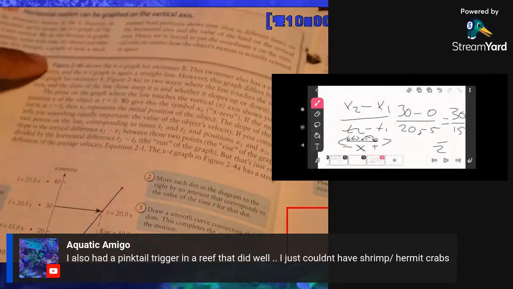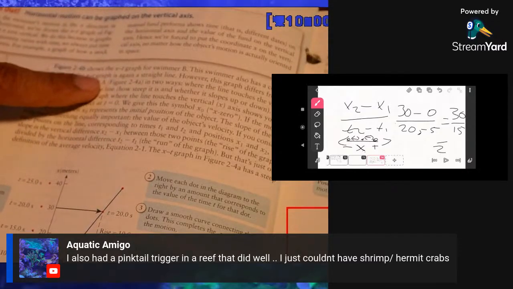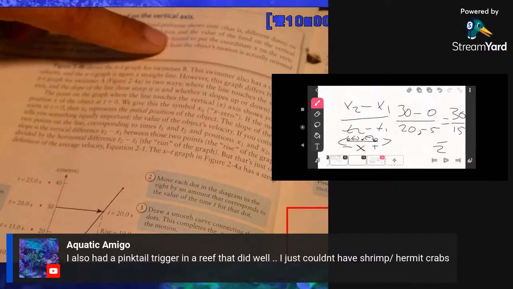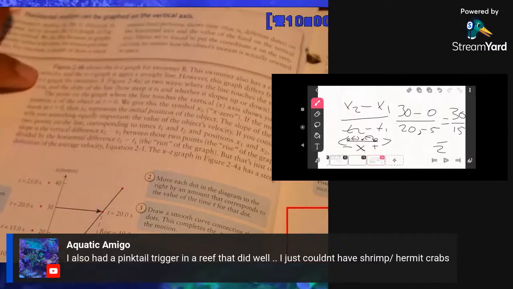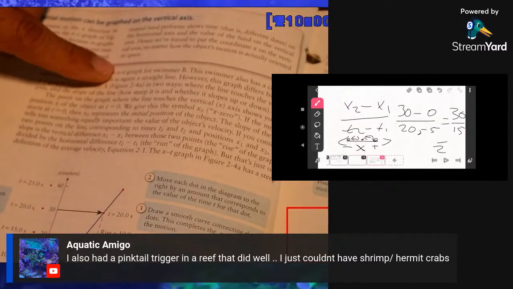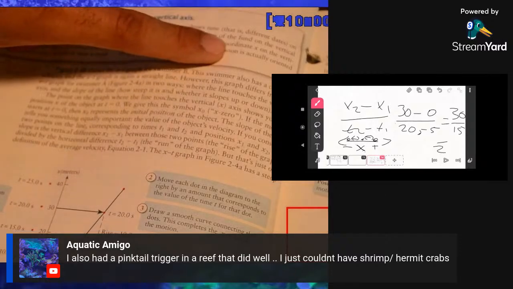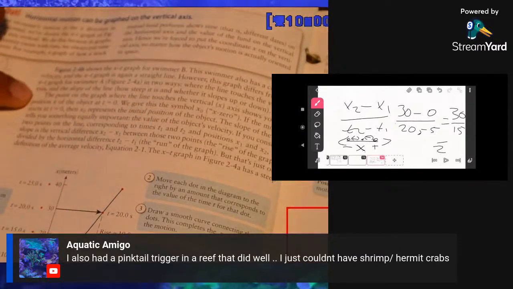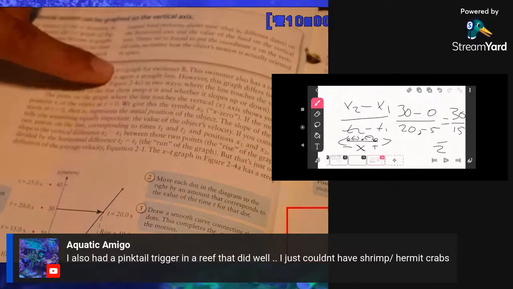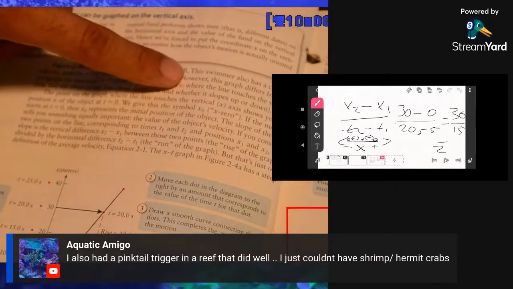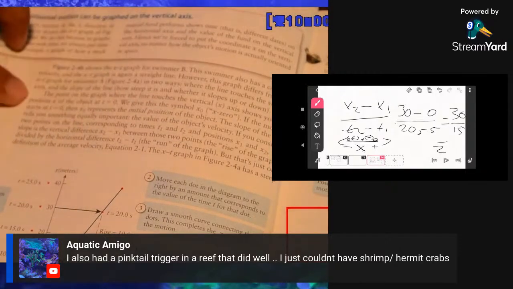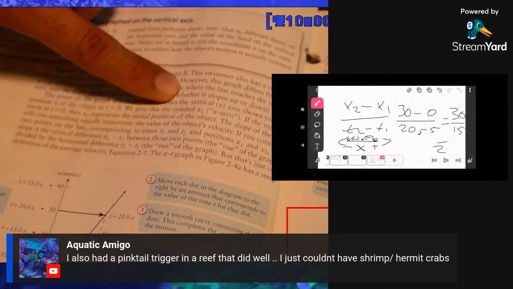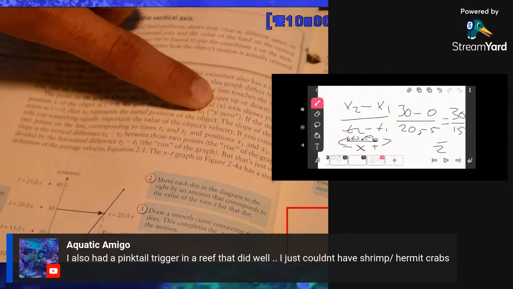All right, figure 2.4b shows the distance x and time graph for swimmer B. The swimmer also has a constant velocity, and the x-t graph is again a straight line. However, this graph differs from the x-axis and the slope of the line, how steep it is, whether it slopes up or down. Position x of the object at time t, which is given by the symbol t equals 0. I mean x equals 0.